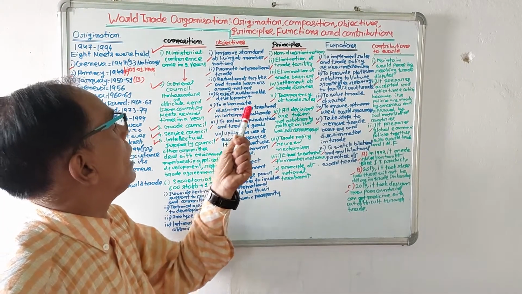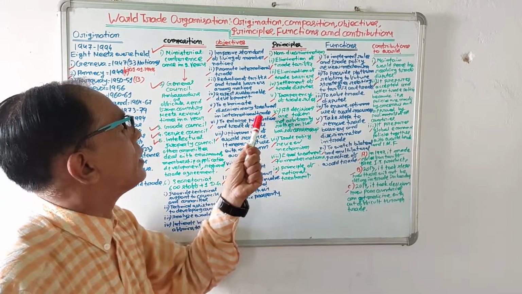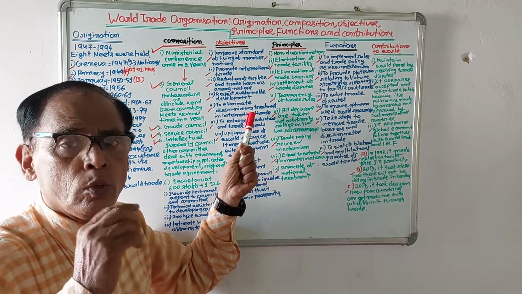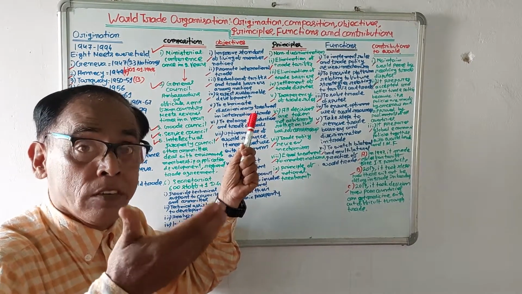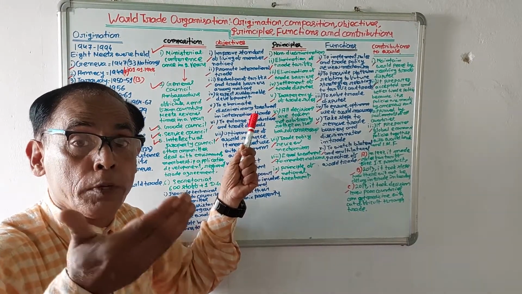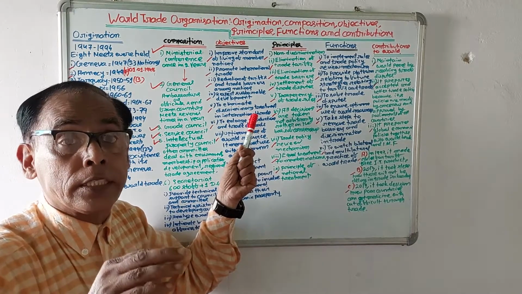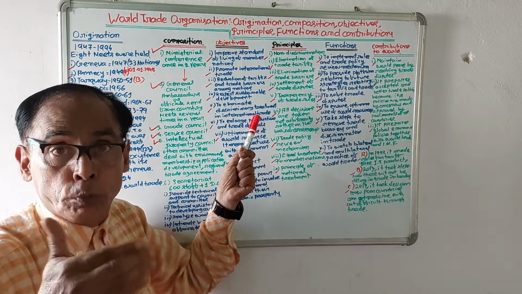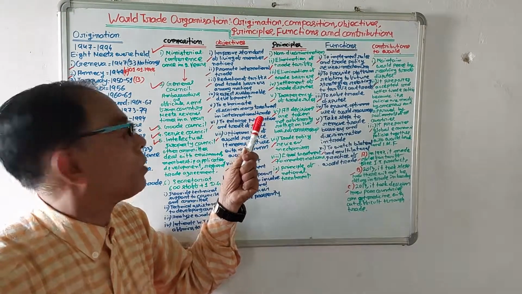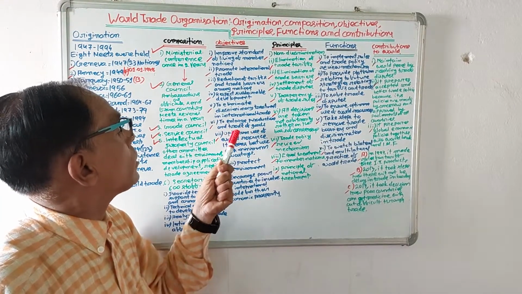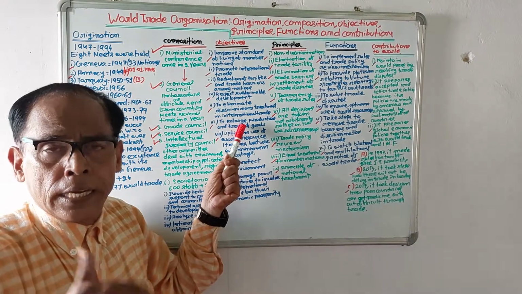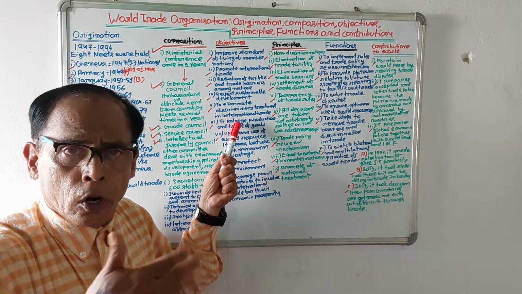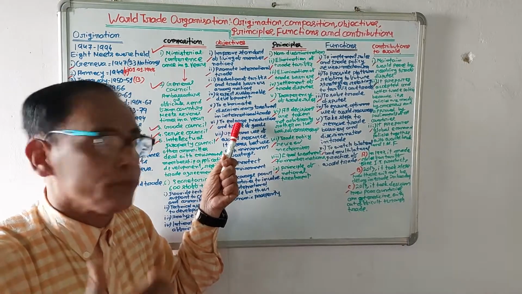Now 5, to eliminate discriminatory treatment in international trade. Another objective of WTO is to eliminate discrimination in the sphere of international trade. No nation should favor one country, no nation should disfavor another country in international trade. Then, to enlarge production and trade of goods. Another objective of WTO is to enlarge or increase production of goods and to increase trade.